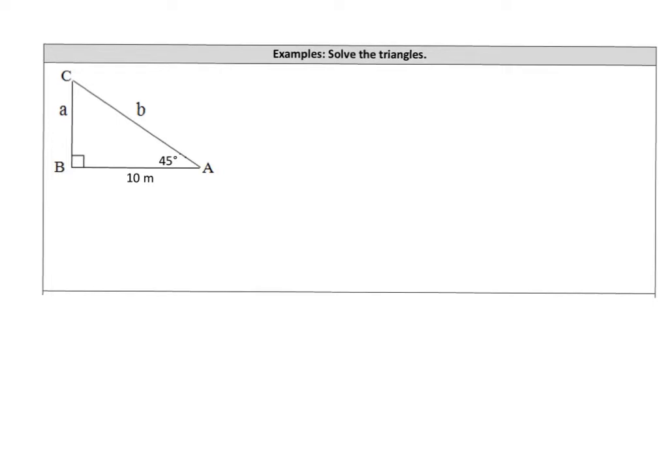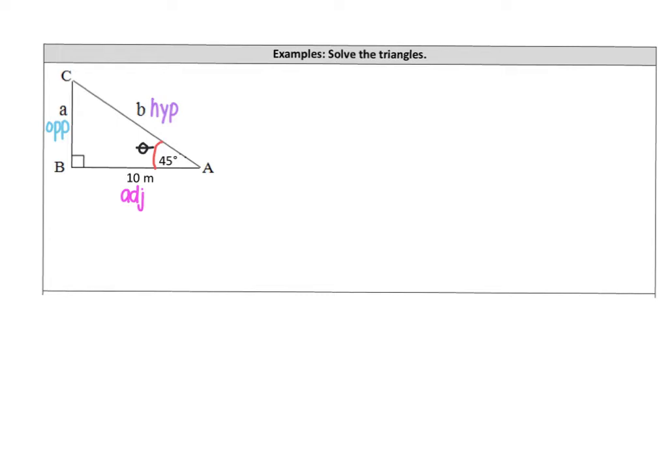In this example, we've been given an angle, or a theta, of 45. That'll be our reference angle. We've also been given an adjacent value of 10 meters. Remember that across from your theta is your opposite value, and across from the right angle is your hypotenuse value. The remaining value is your adjacent side.